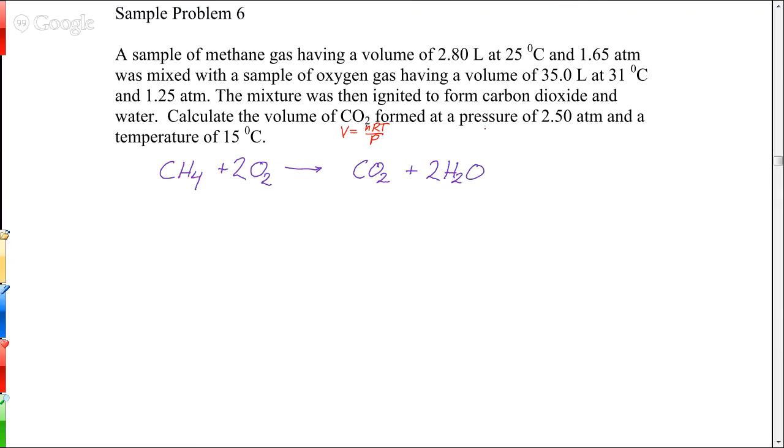That also means that we're going to have to use, so how are we going to find the moles of methane and the moles of oxygen? Yeah, we're going to use the ideal gas law for those too. Right? We've got volume, temperature, and pressure for methane, and then we've got volume, temperature, and pressure for oxygen. So use the ideal gas law and come up with a number of moles for each of those. See if you can find it.